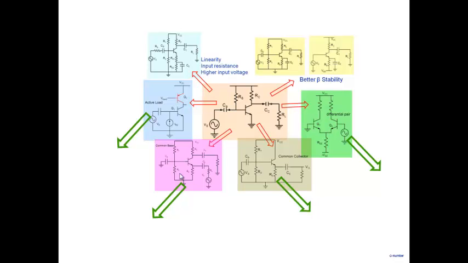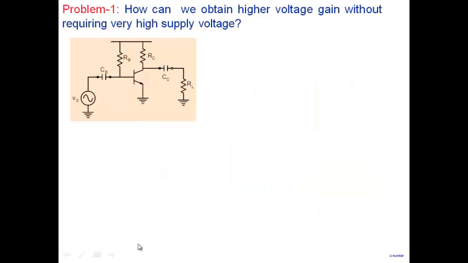We'll see common base has its own problem. So how do we overcome problems associated with common base? That would be the topic of subsequent discussion here. So that's how we're going to proceed. Let me start with the first problem. The first problem is, how can we obtain higher voltage gain without requiring very high supply voltage?